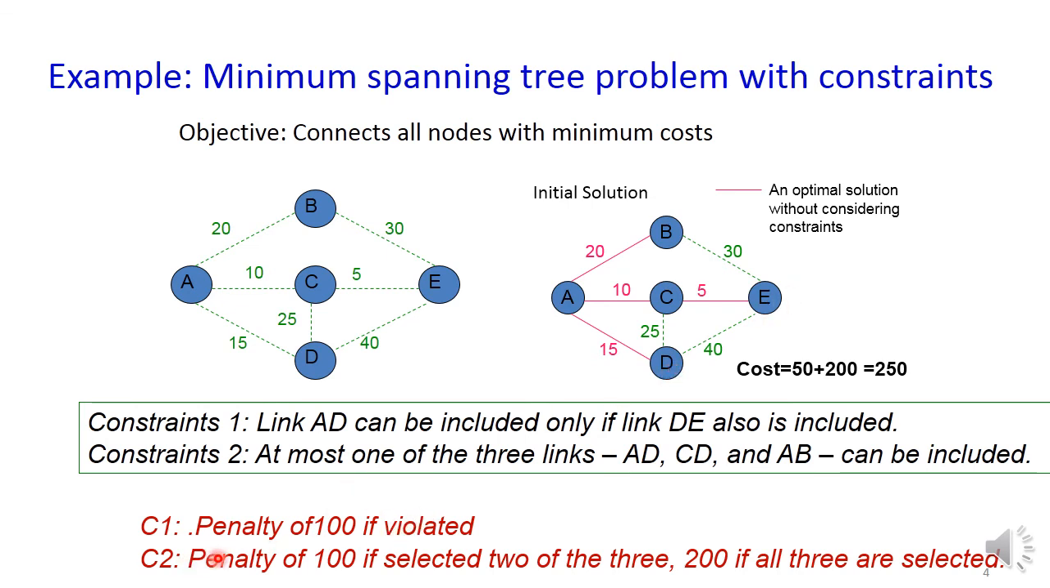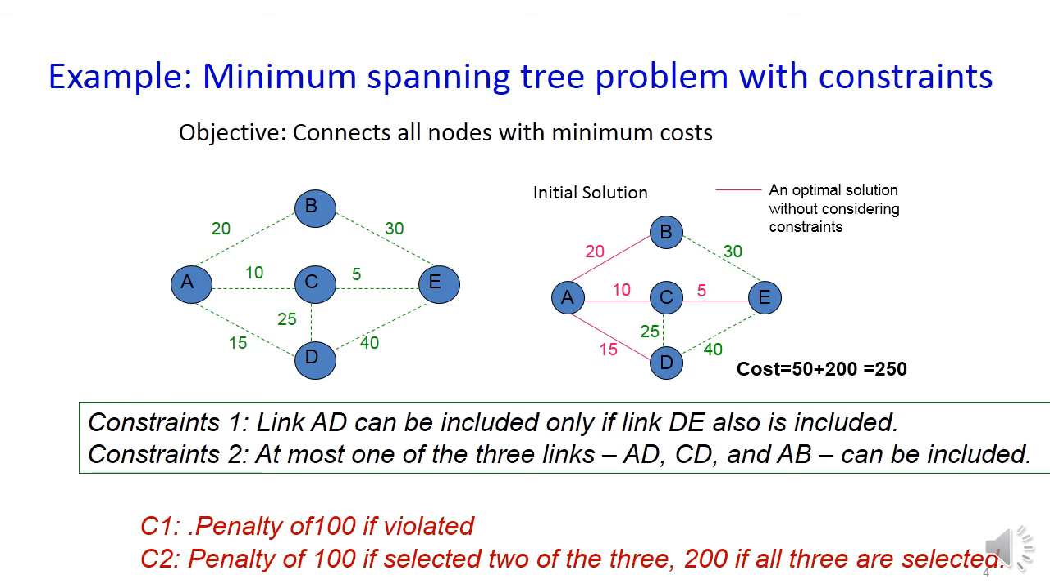Further, coming to the second constraint, we can see that among the 3 edges, AD, CD and AB, 2 are present. That is why a penalty of 100 is added. So overall, the cost of the spanning tree is given as 50 plus 100 plus 100, which is equal to 250. So this is the initial solution we take.